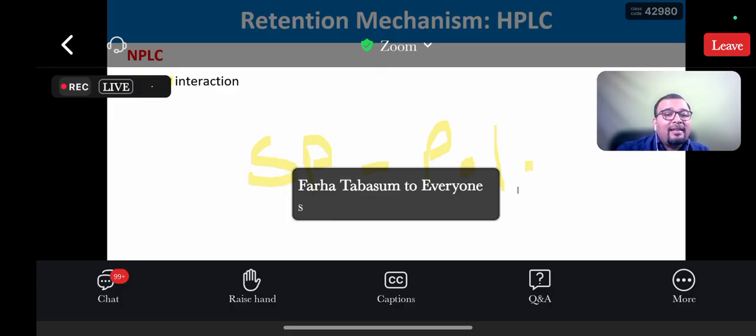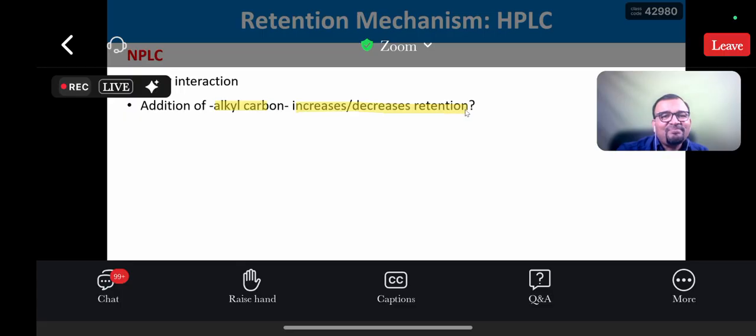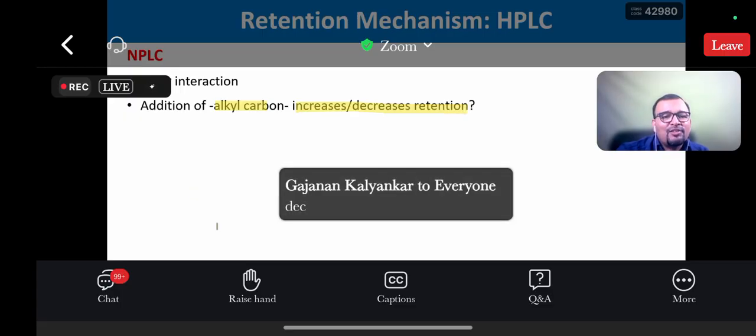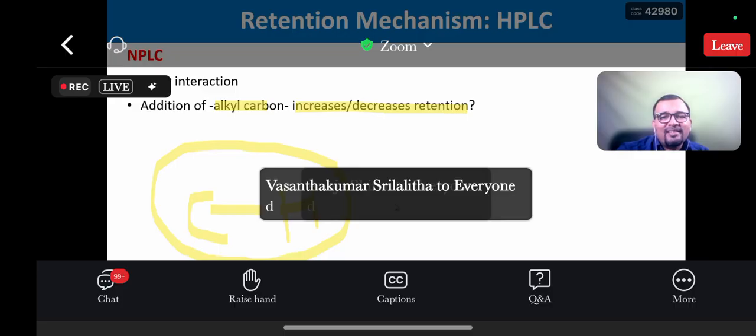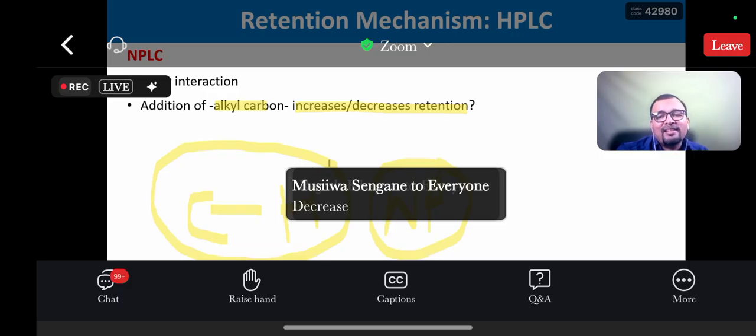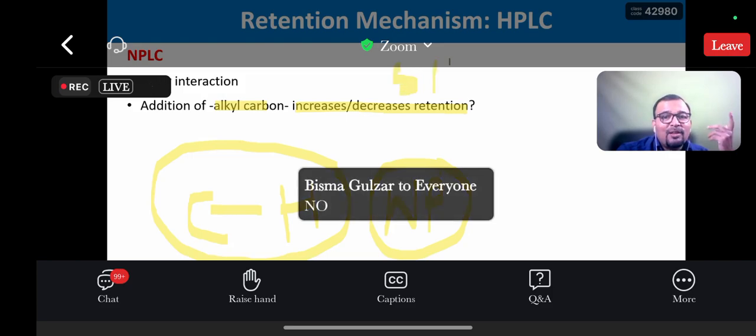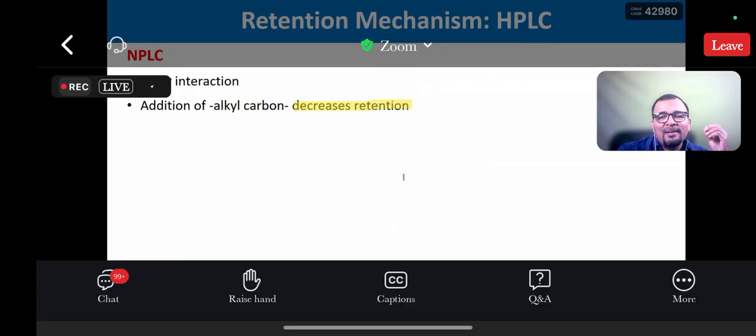So let us understand: the addition of an alkyl chain brings what? Increase or decrease in the retention? If you add a hydrocarbon chain, hydrocarbons are non-polar in nature. So the non-polarity of the compound gets increased. Will it be liked by the polar stationary phase? It doesn't, right? Because it's non-polar and the stationary phase is obviously polar. So the polar stationary phase does not like the non-polar component, and because of that there will be a decrease in the retention time. Can you see the decreased retention time?